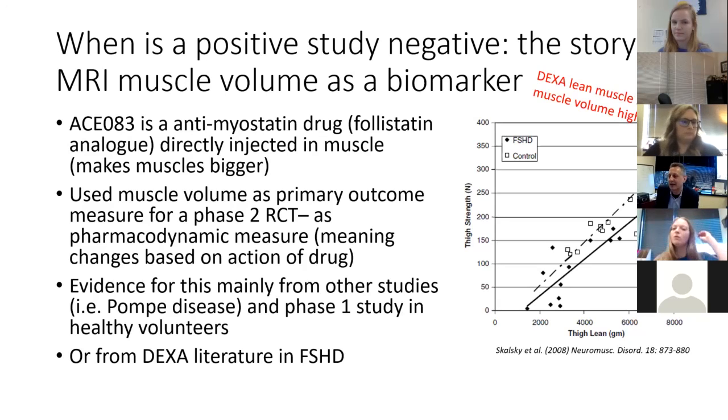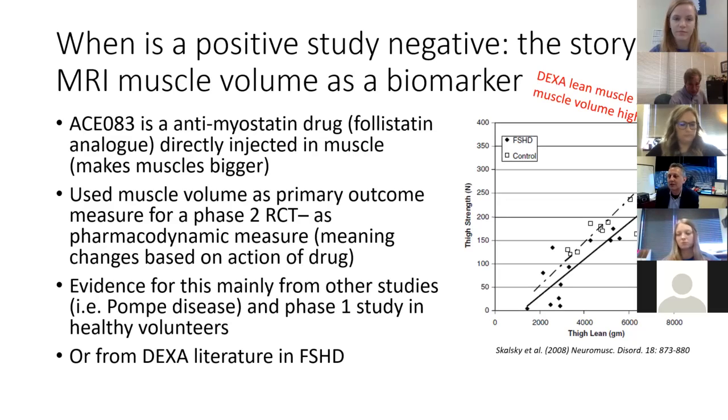I do have to say before we start, I do consult for companies, but everything that I'm presenting here is public. And if slides are coming from the companies, they'll be marked so you can know that this is something that they've released. I sort of call this portion of the talk, when is a positive study negative? Because as some of you may know, the actual Acceleron clinical trial was a positive study in that it did meet its primary endpoint, which was to look at changes in muscle volume with injection of their drug.